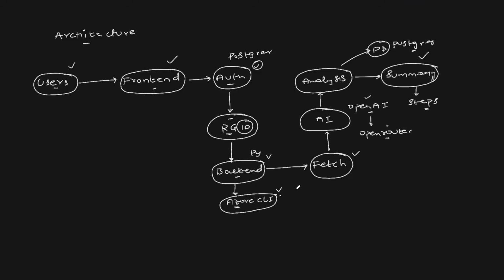It connects to the Azure cloud platform and fetches information from it. This information is sent to AI, where I'm using the OpenAI API key, but if you want, you can go with the OpenRouter API key as well. Then this information is sent for analysis. This entire analysis is summarized and shown back to the user.